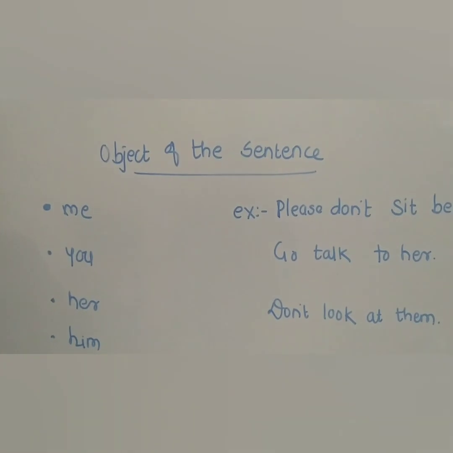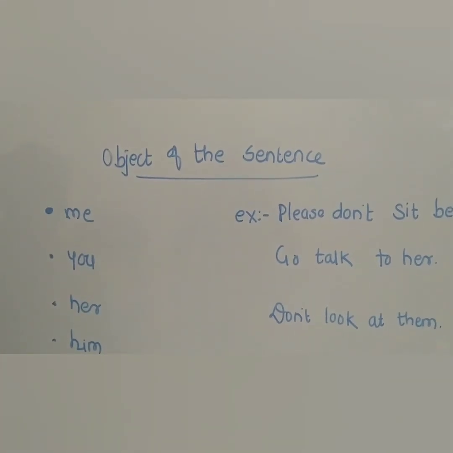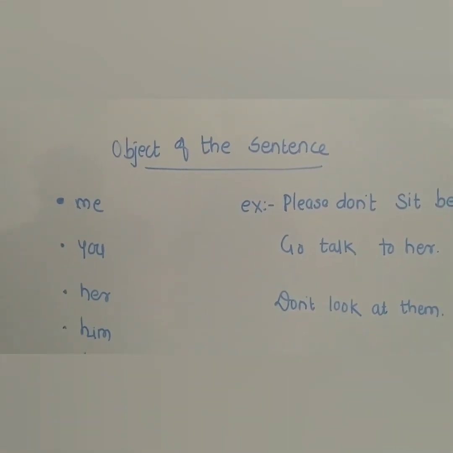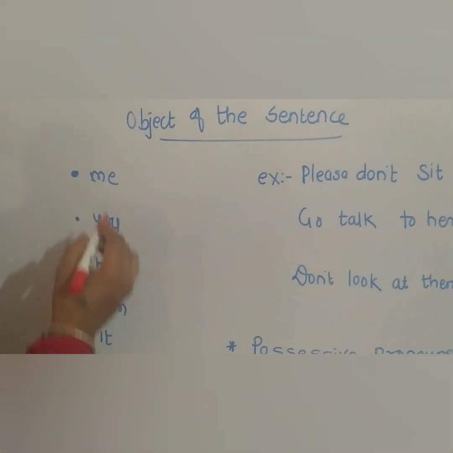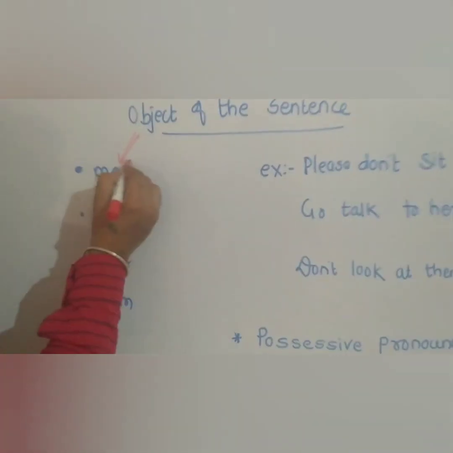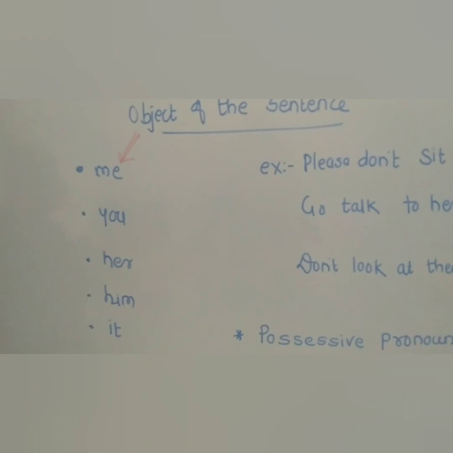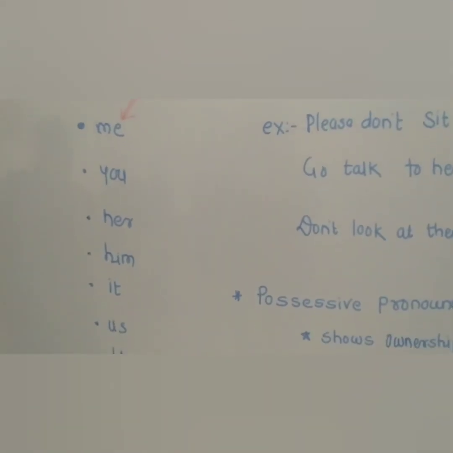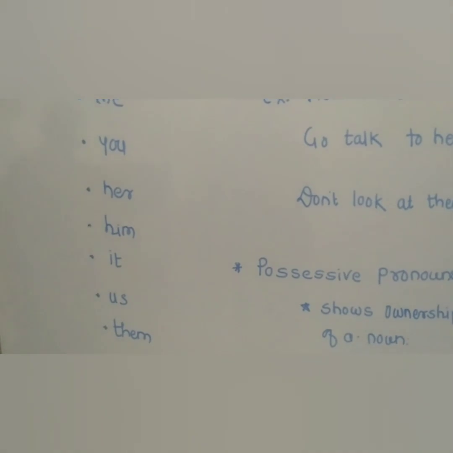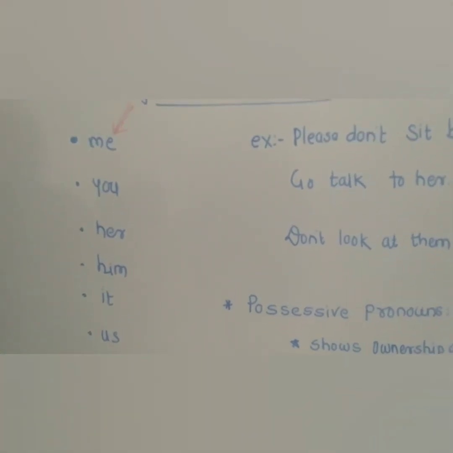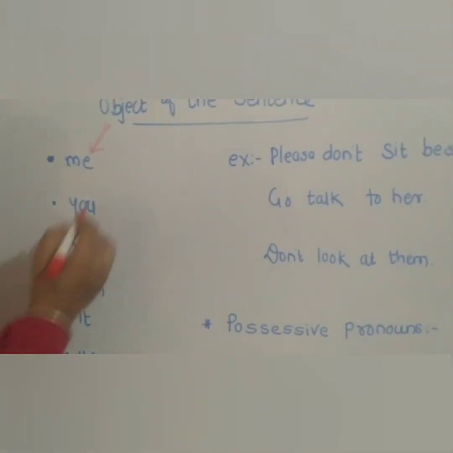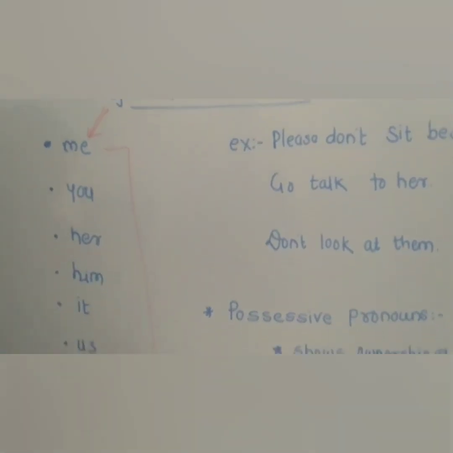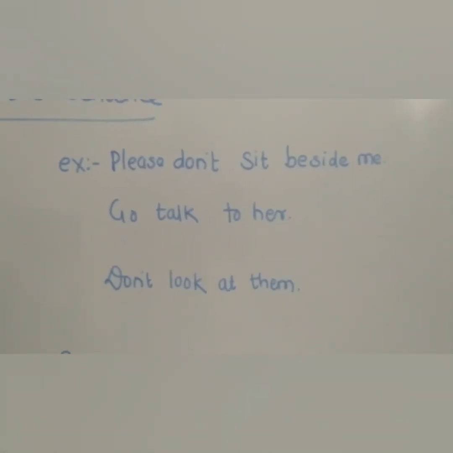Now the object of the sentence. Which are the object pronouns? We see the objects of the sentence are me, you, her, him, it, us, and them. We use these as the object in the sentence. Now see examples of the object of the sentence.